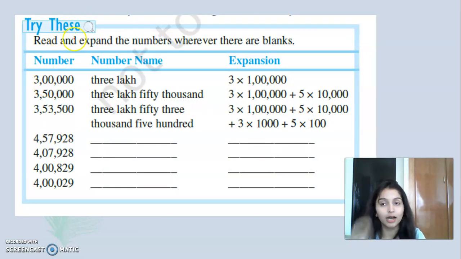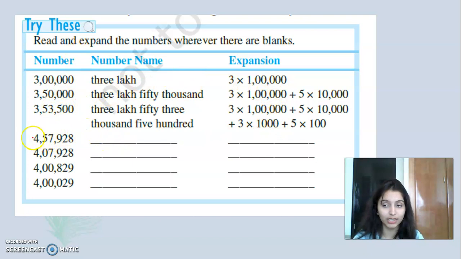Okay, now that you know this, let us try these questions over here. Now this example is from your textbook, so if you look into your books on page number 7 that I mentioned, you will find this question over there. So now what is this asking us? It wants us to read all of these numbers and write the number name and expand it. So an expansion, as you can see, is just writing 3 into lakh. So this number is 3 lakh. So they've done 3 into 1 lakh because 3 into 1 lakh is 3 lakh. The same way they've done all these other numbers as well.